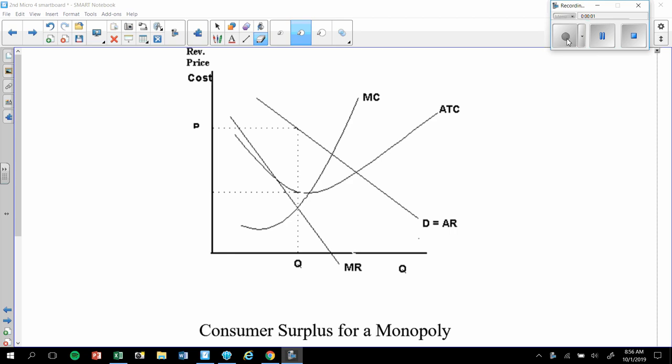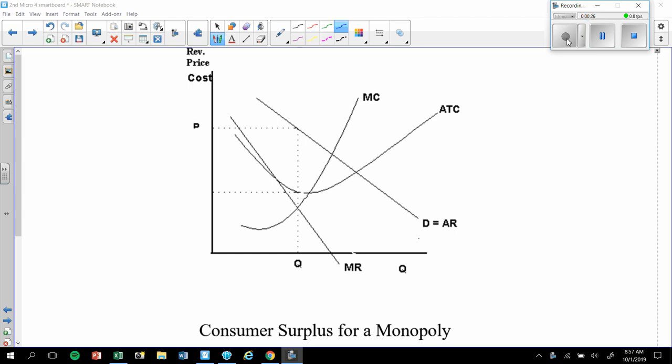So what we've got to do next is talk about consumer and producer surplus. Just like we have consumer and producer surplus in perfect competition, we also have to worry about consumer and producer surplus in a monopoly. The reason is that the consumer surplus we get is good, we like that, and the producers like getting producer surplus. So we've got to be able to compare and contrast the two, which we'll get to eventually.